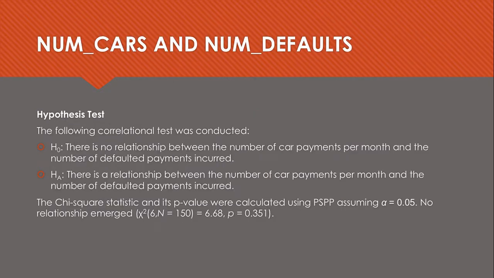For the first test, the following correlation test was conducted. The null hypothesis states that there is no relationship between the number of car payments per month and the number of defaulted payments incurred. The alternative hypothesis states that there is a relationship between the number of car payments per month and the number of defaulted payments incurred. The chi-square statistics and its p-value were calculated using PSPP, assuming a significance level of 0.05. No relationship emerged. The chi-square equaled 6.68 with 6 degrees of freedom, n equaling 150, and p-value equaling 0.351.